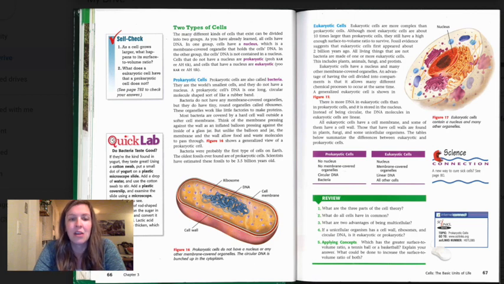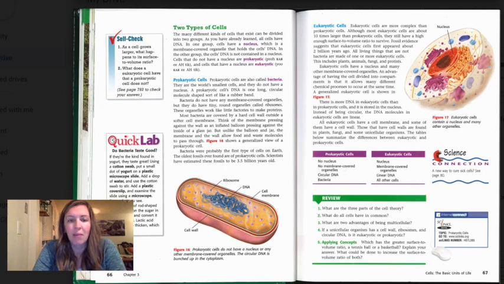Prokaryotic cells. Prokaryotic cells are also called bacteria. They're the world's smallest cells, and they do not have a nucleus. A prokaryotic cell's DNA is one long, circular molecule shaped sort of like a rubber band. Bacteria do not have any membrane-covered organelles, but they do have tiny, round organelles called ribosomes. These organelles work like tiny factories to make proteins.